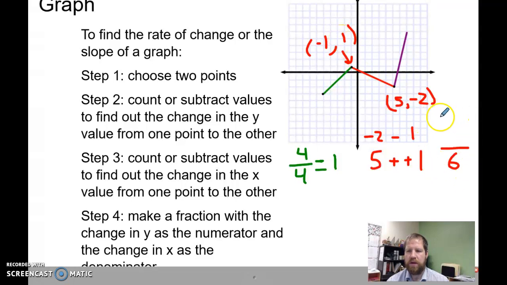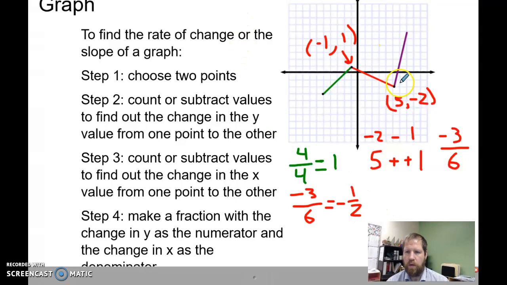But keep in mind, it's not like the distance formula where you're going to square it and this negative becomes a positive. If it's a negative here, it should stay a negative in your slope, because I have a downward trending line, so that's going to be a negative slope. And I have negative 3 over 6, which is going to equal negative 1/2.